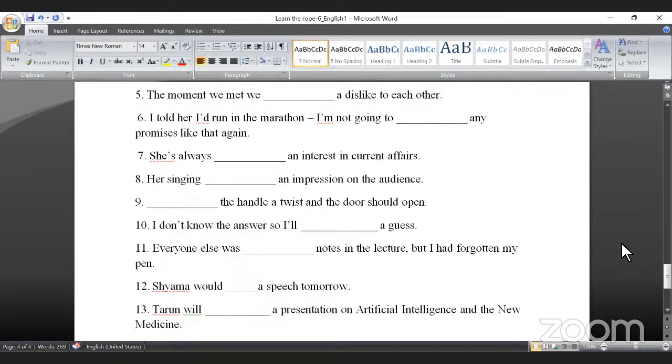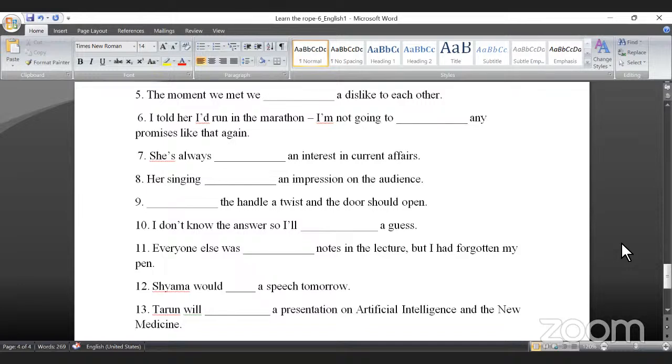Give the handle a twist and the door should open. Correct. Give the handle a twist and the door should open. So basically, the expression we use is give a twist, right? Give a twist. I don't know the answer, so I'll dash a guess. Make. Make a guess, right? Make a guess. Okay, 11th one.